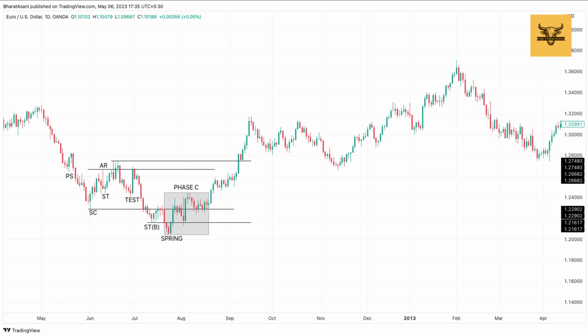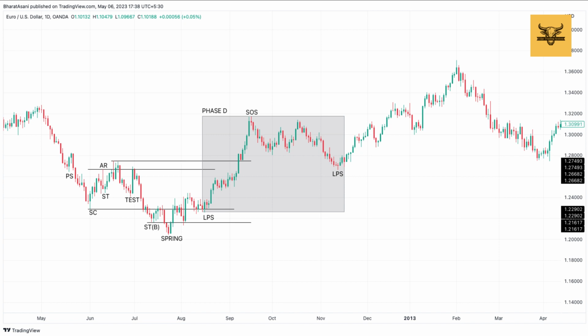It is challenging to identify Phase C when the testing of supply occurs higher up in the TR without a spring or shakeout. If our analysis is accurate, we should observe a consistent prevalence of demand over supply, which is shown by an arrangement of increasing signs of strength, SOS, on expanding price spreads and growing volume, and reactions to the last point of support, LPS, on smaller spreads and reduced volumes.